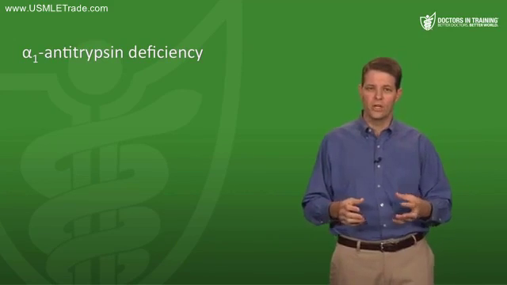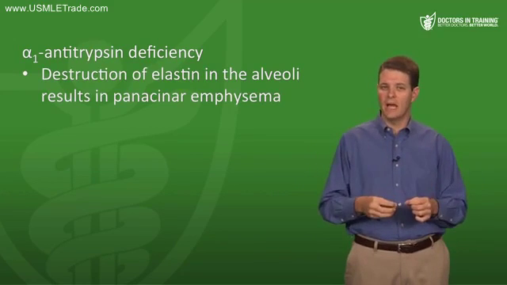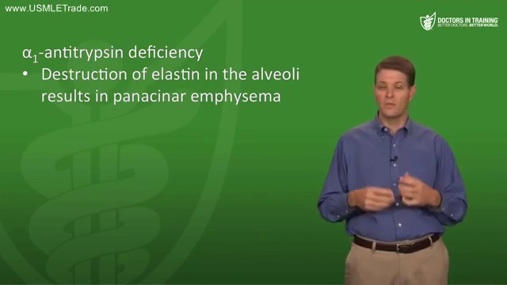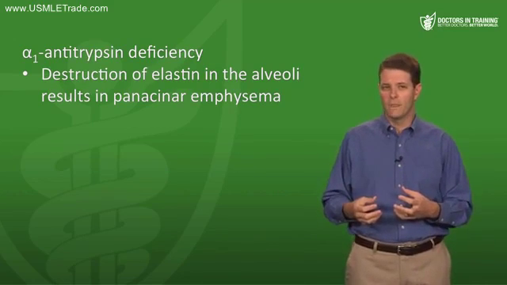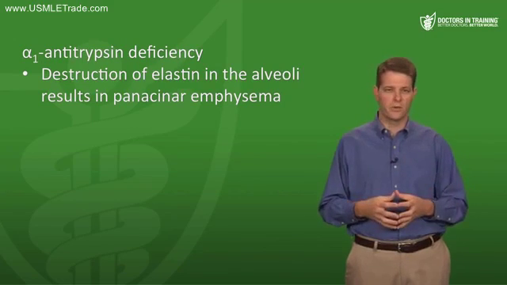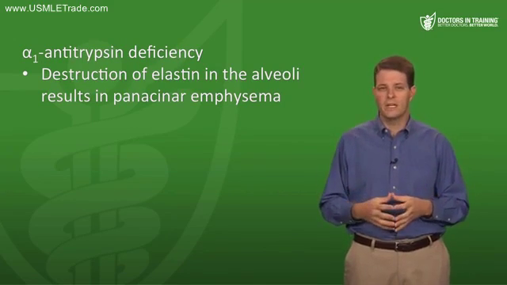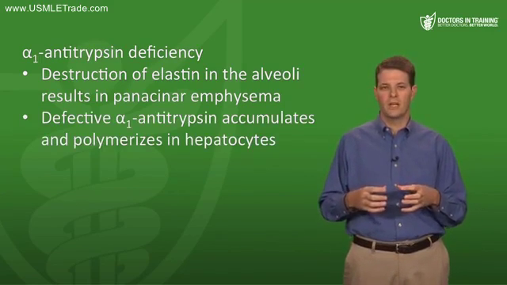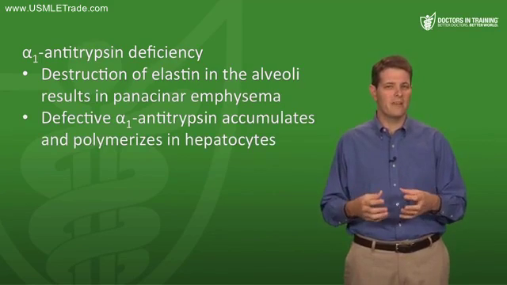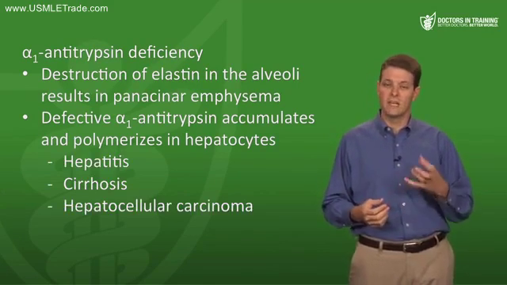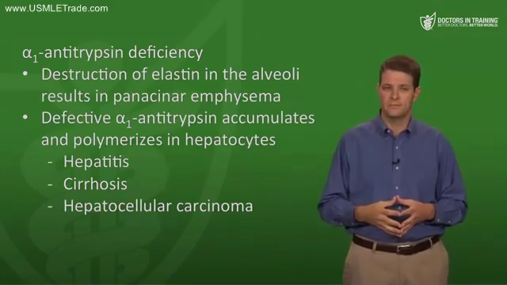As a consequence, you're going to get destruction of elastin in the alveoli, and that results in emphysema, a pan-acinar emphysema. So if you see emphysema in a non-smoker, think about alpha-1 antitrypsin deficiency, especially in a young non-smoker. The other clinical finding in alpha-1 antitrypsin deficiency is that this defective alpha-1 antitrypsin molecule can accumulate and polymerize in the hepatocytes, and that leads to liver disease like hepatitis, cirrhosis, and even hepatocellular carcinoma. All right, that's it for collagen and elastin.